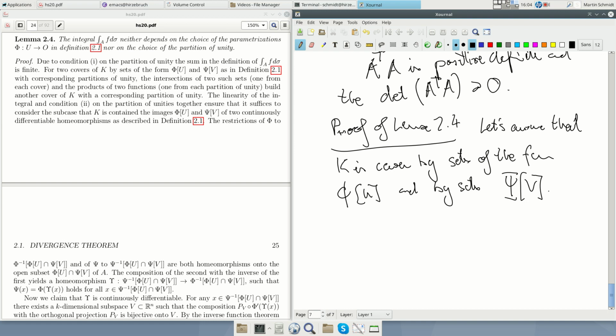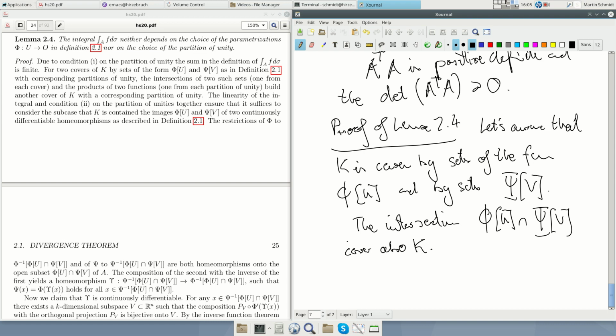Now take the intersections, phi of U intersecting with psi of V, and take all combinations. These also cover K. So we now have a new covering by the intersections.